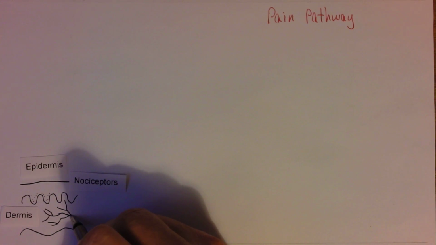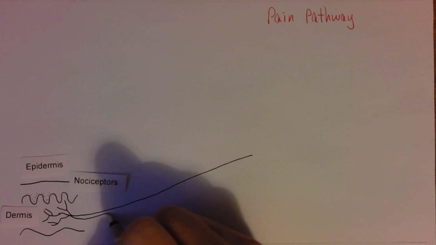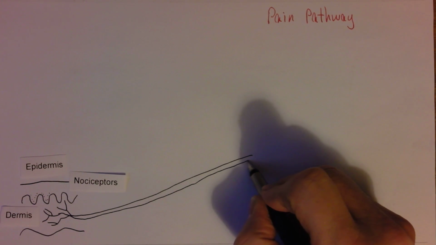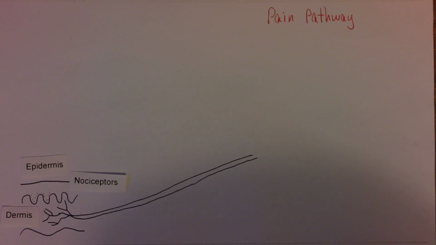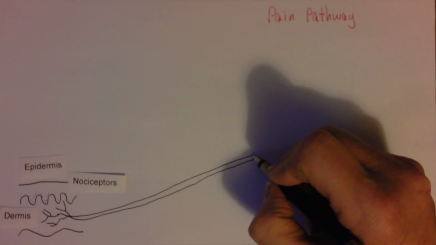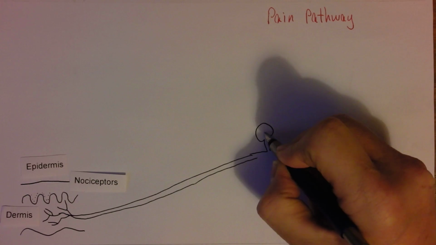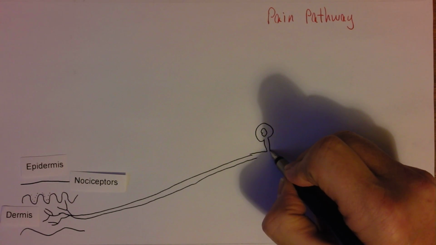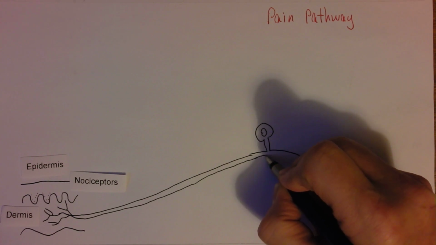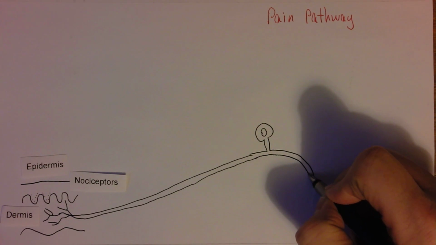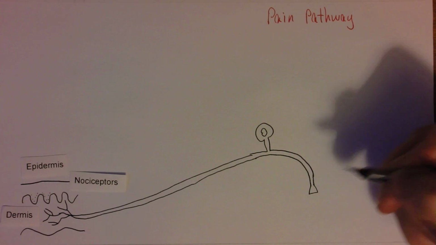And that new nerve impulse will go off towards the central nervous system in a sensory neuron. And that will go off towards the cell body of the sensory neuron, just here, and then that will go off down into the spinal cord, and there it will terminate.